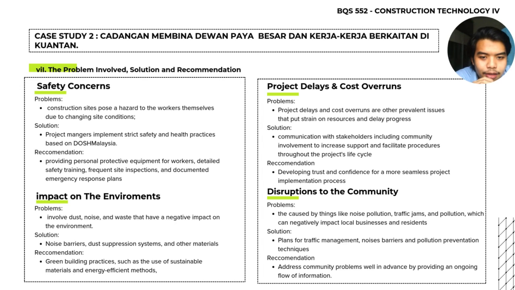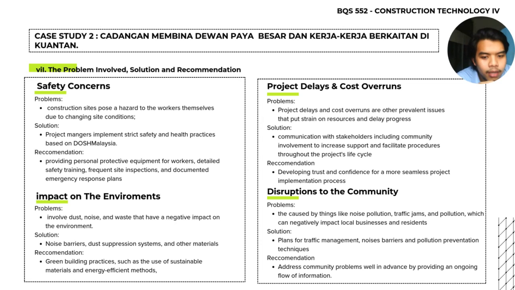And the next issue is project delays and cost overrun. So the problem is that project delays and cost overrun are other prevalent issues that put strain on resources and delay progress. And the solution is communication with stakeholders, including community involvement, to increase the support and facilitate the procedure throughout the project life cycle. And the recommendation is we need to develop trust and confidence for a more seamless project implementation process.